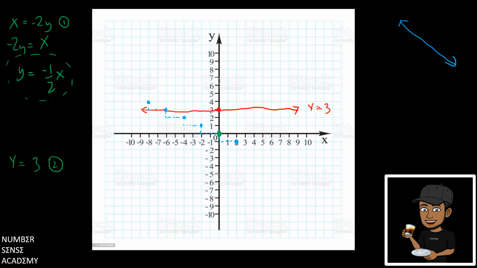What you see here is that because we spent the extra effort to find these points, we get something that's more accurate. So this is going to be y equals negative 1/2 x.